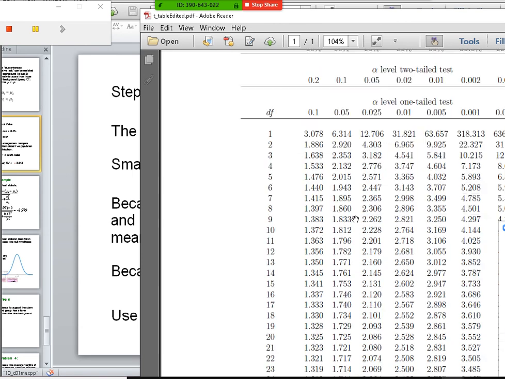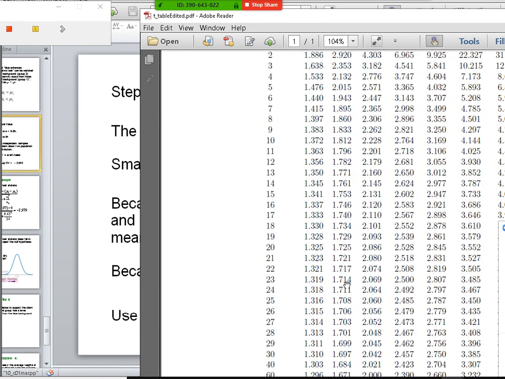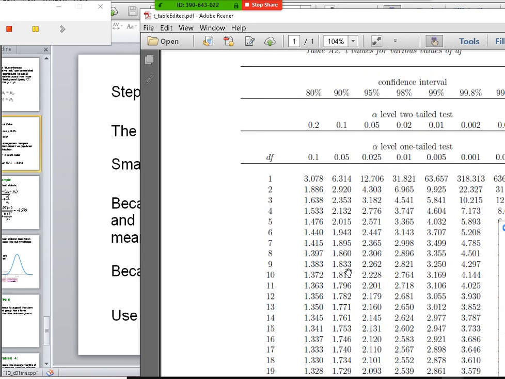One-tailed should be 0.05, should be right here. So 34 would be right between these two. Since I don't have 34, I'm going to round down. So always round down. Don't round up, round down. So it should be 1.697. I got to change that. That's incorrect. 1.697.